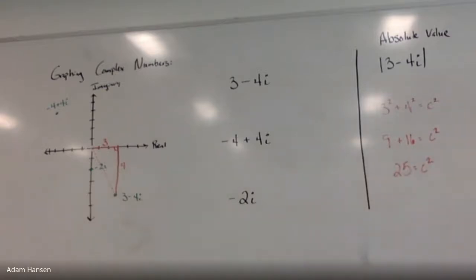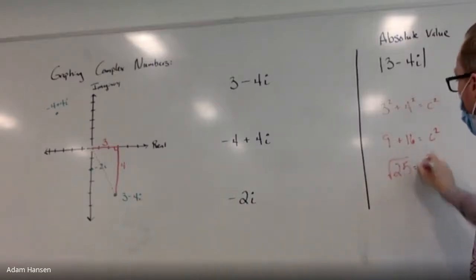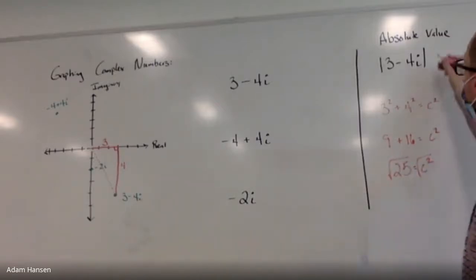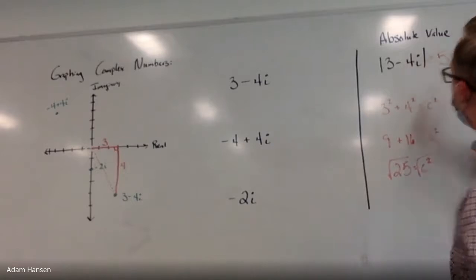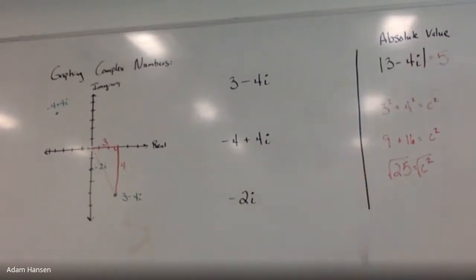How do you get rid of a square? What's the absolute value? The absolute value of 3 minus 4i is 5, because that's how far it is back to the origin. We proved that using Pythagorean's theorem.